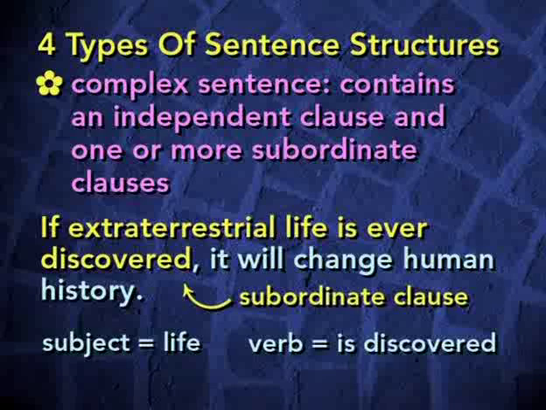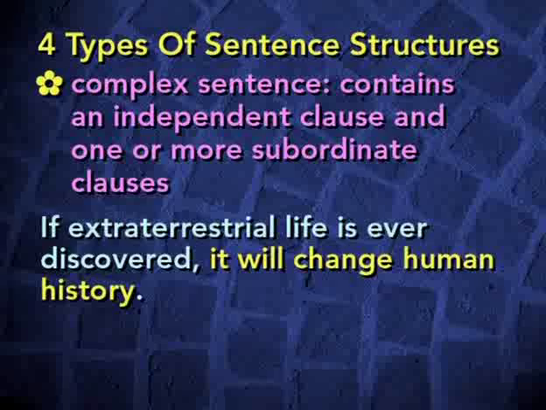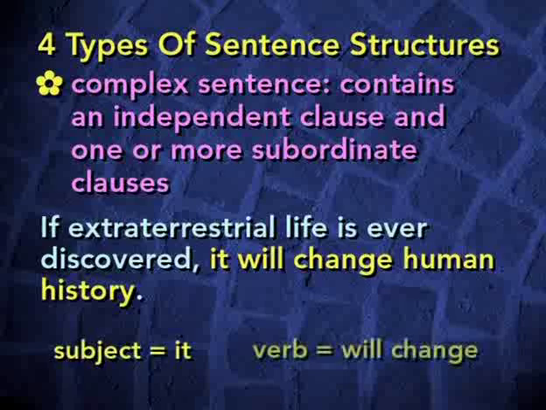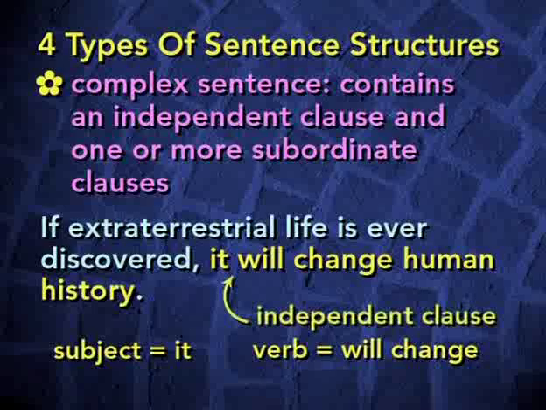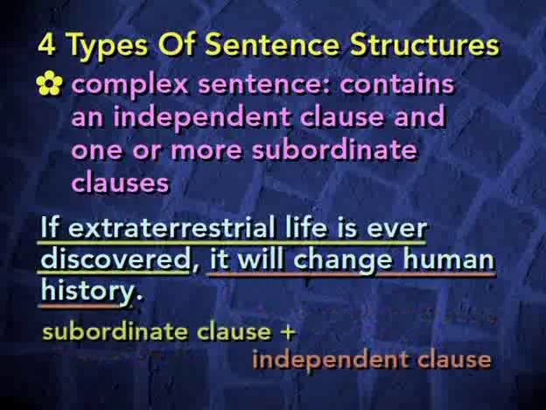Let's take a look at the other clause and see what that is like. The other clause reads, it will change human history. This is a clause because it contains a subject and a verb. The subject is it, and will change is the verb. It will change human history. Now, could this clause stand alone as a sentence? Yes, it could. It expresses a complete thought. That could be a sentence by itself. So this is an independent clause. In this case, therefore, we have a subordinate clause first, followed by an independent clause.